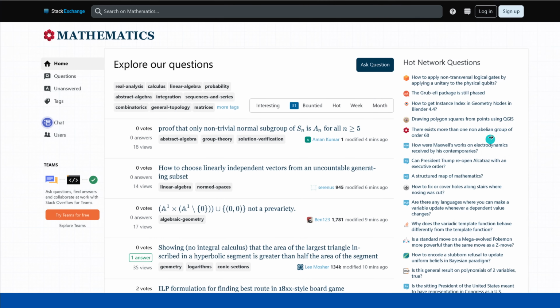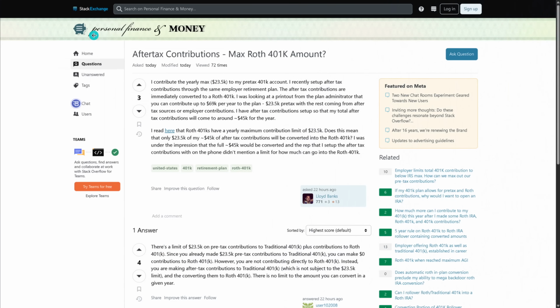But the most important thing now is data. The data quality, the data amount, the data interaction. And they looked at all the different things and said, hey, Stack Exchange is really interesting. I have here Stack Exchange mathematics, you see, where you have your problem, you vote, you have answers, you have views, you can upvote or downvote, or you go to personal finance and money, and you see here.